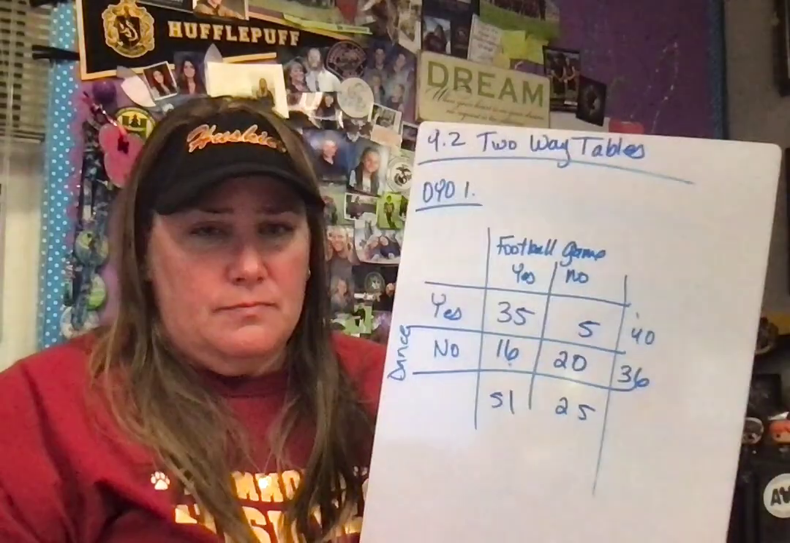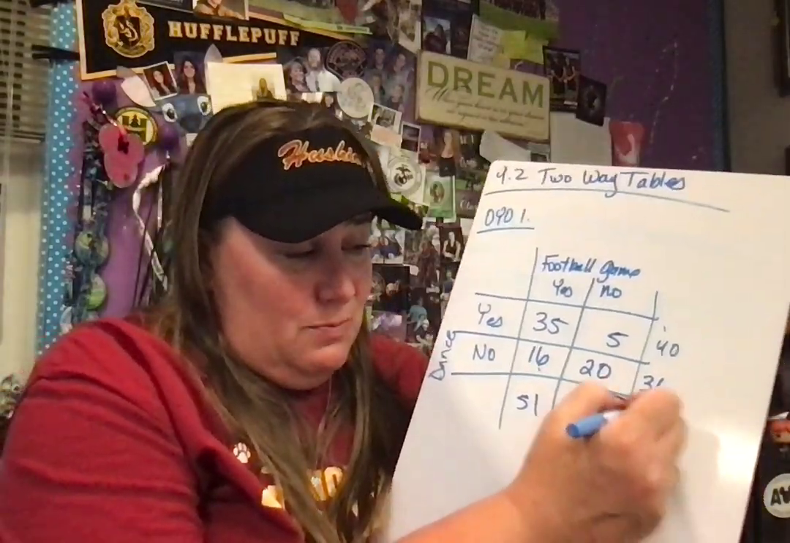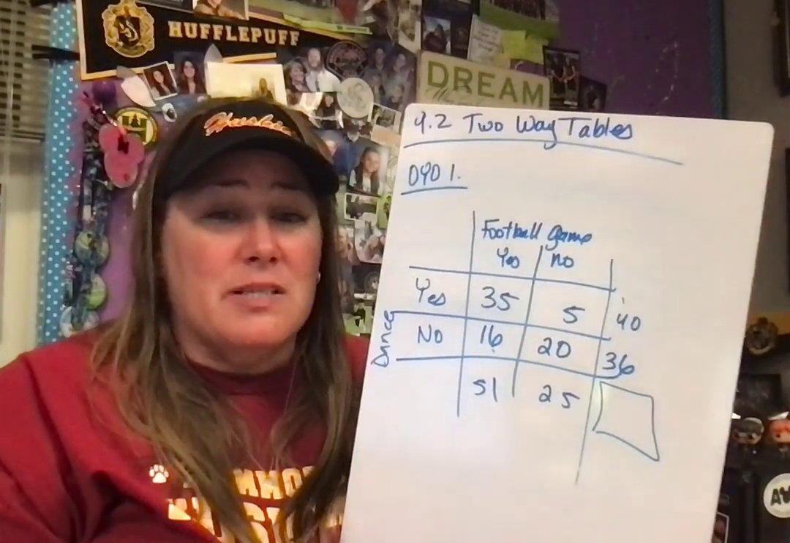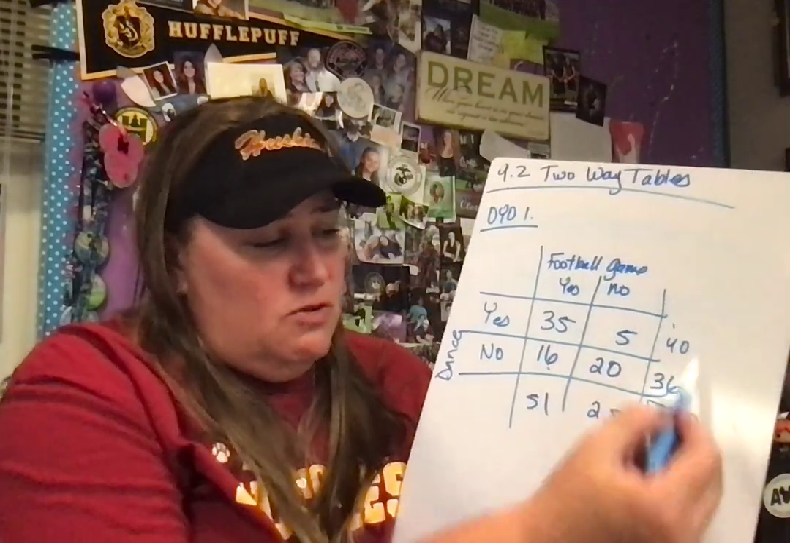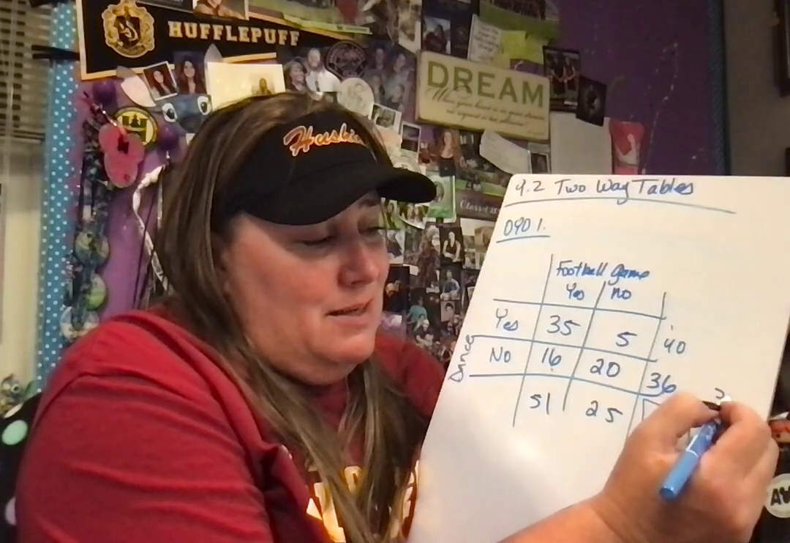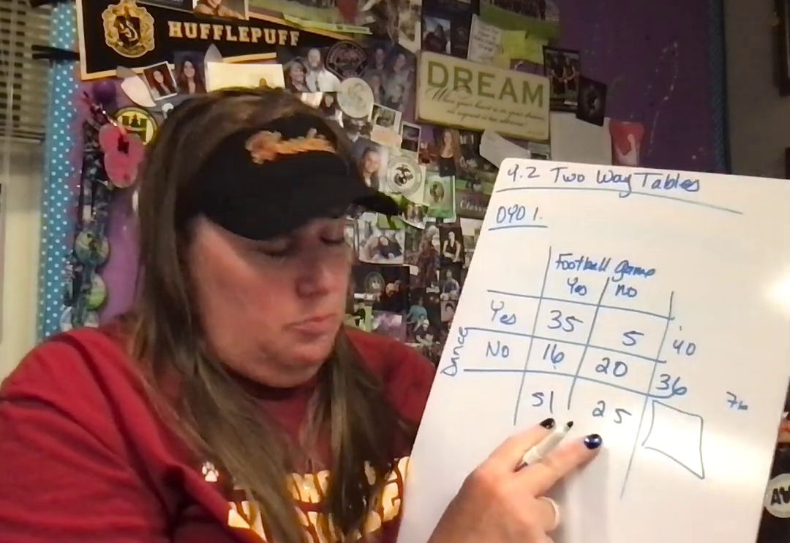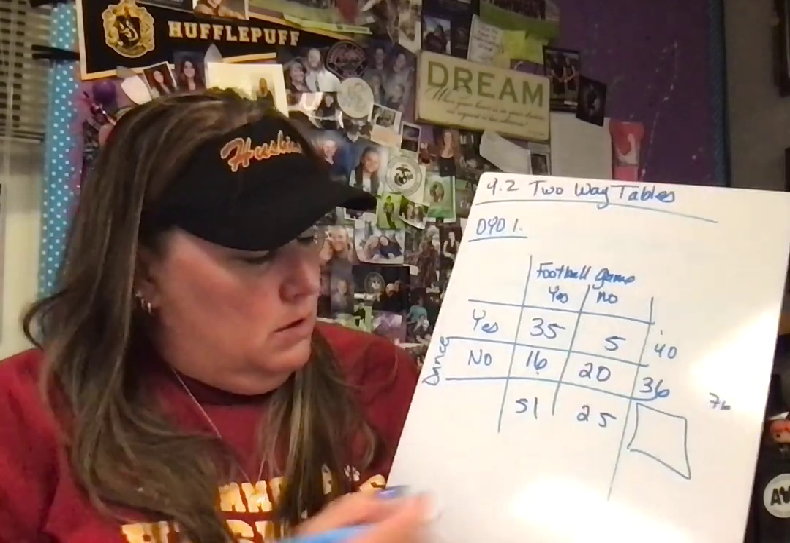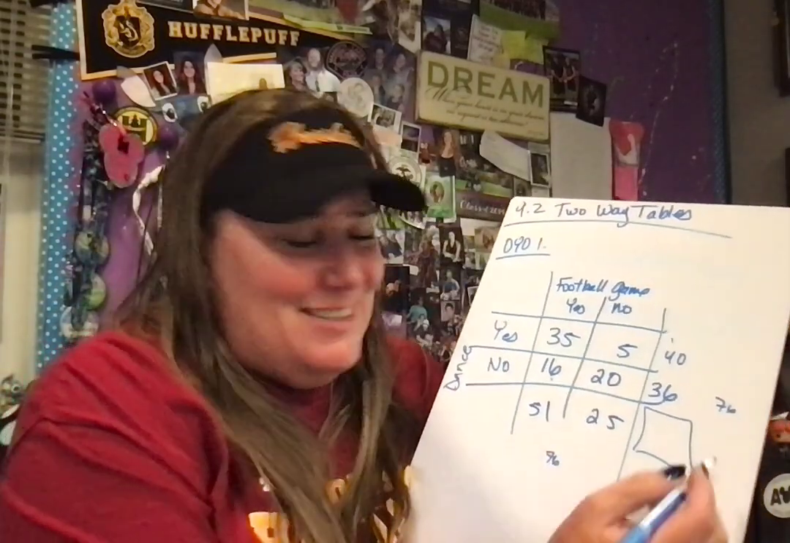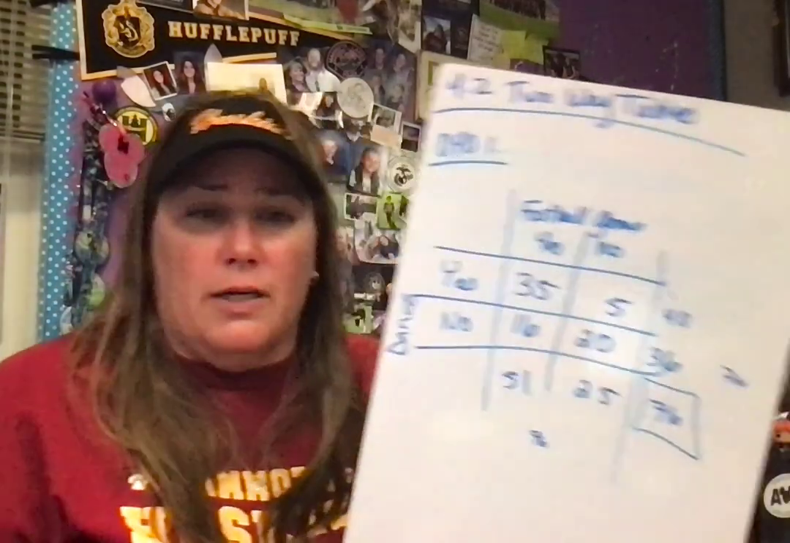36. So now remember, this right here has to be the same number horizontally and vertically. So let's just double check that. So 40 and 36, that is 76. 51 plus 25 is 76. So we added everything up correctly.